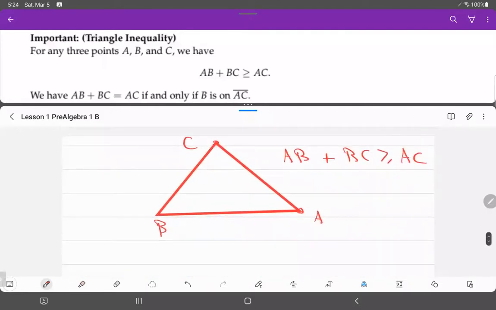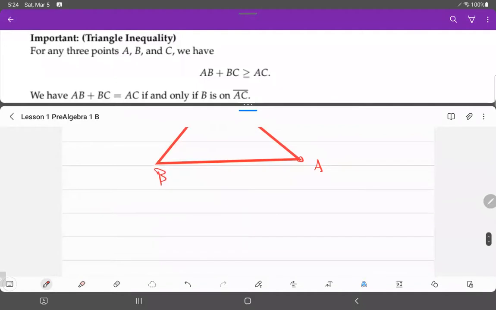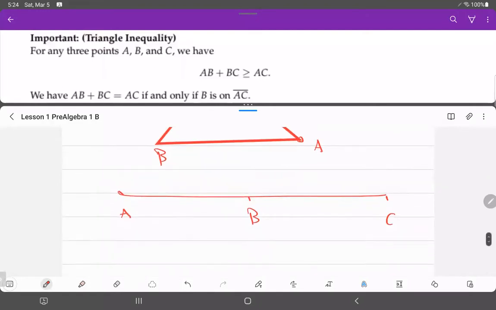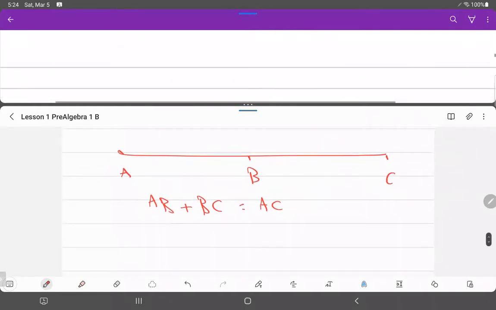So AB plus BC is greater than or equal to AC. They could be equal, but this is going to happen only if they all lie on a straight line. So if they're equal, that means B is on AC. This is AC, this is B, so AB plus BC is going to equal AC. Otherwise, the summation of two sides has to be bigger than the third one, right? Triangle inequality.